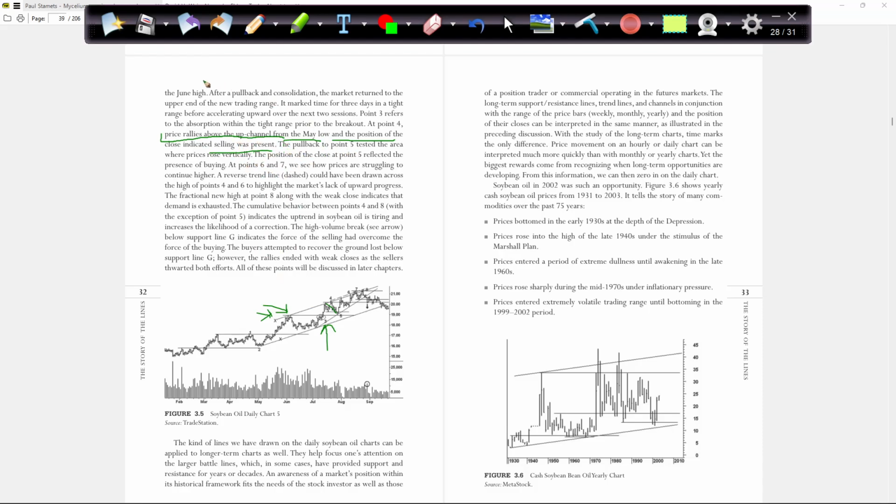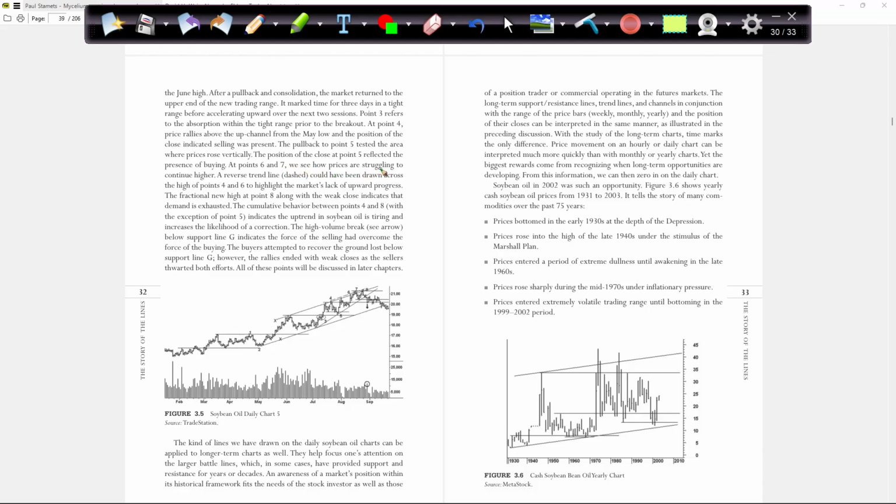The pullback to point 5 tested the area where prices rose vertically. The position of the close at point 5 reflected the presence of buying. At points 6 and 7, we see absorption as well.